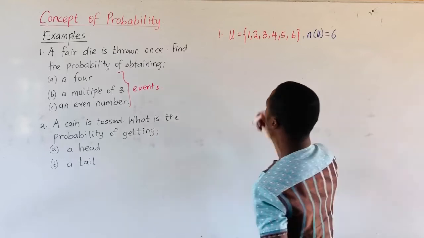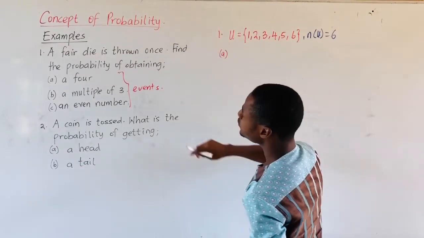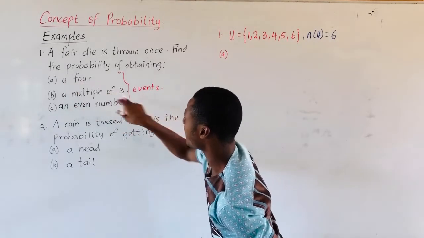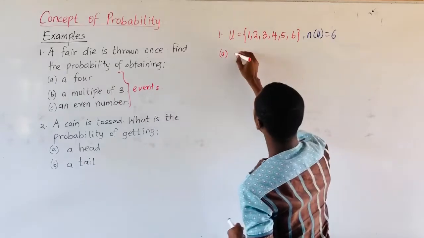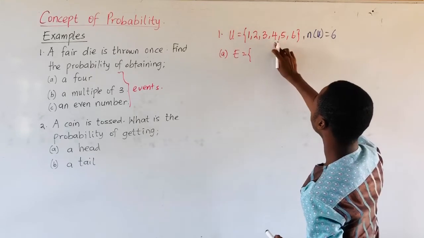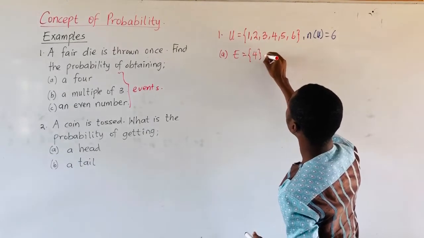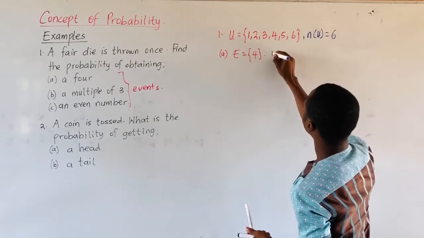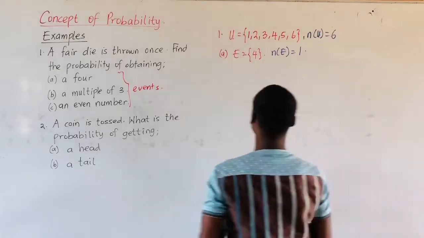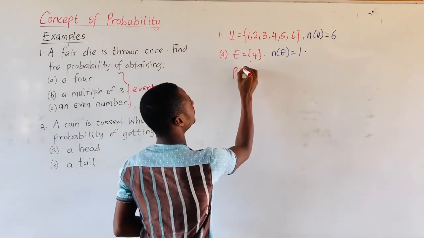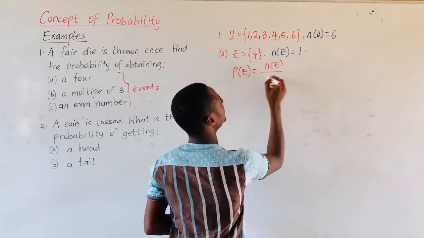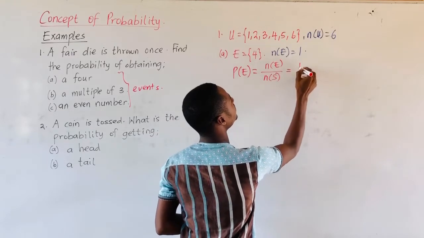So in the first question, A, we want to get the probability of obtaining a 4. So an event is a 4. Our event here is a 4. So the event will be equal to, we look for the 4s in the sample space, and there is only one of that. So the number of elements in this event will be 1, a single element. And our probability of that event occurring, which is the number of elements in the event over the number of elements in the sample space, will be 1 over 6.